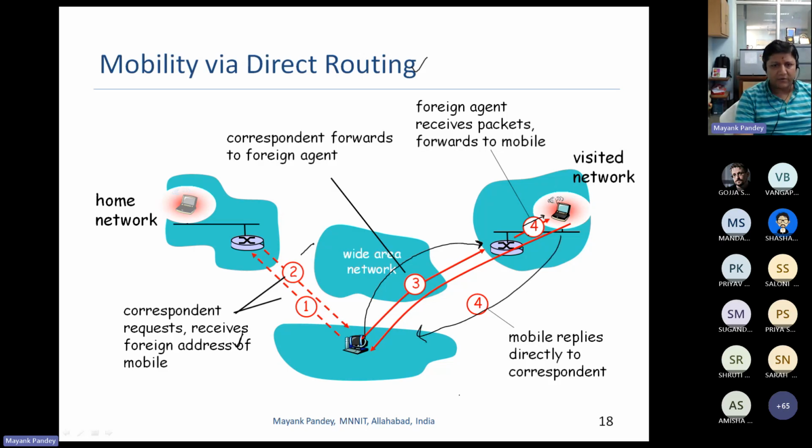This is known as direct routing, where the home agent informs about the current location of the mobile node, and the correspondent node can directly transfer packets towards the mobile node's care-of address. There is a downside here: now the correspondent node knows that the mobile has changed its location. It is not transparent to the correspondent node. But it will be able to solve the triangular routing problem. What is triangular routing? Let's see the triangular routing first.